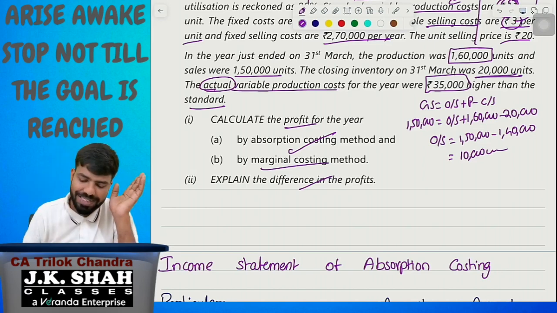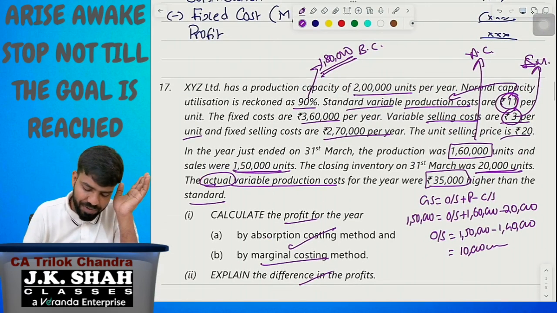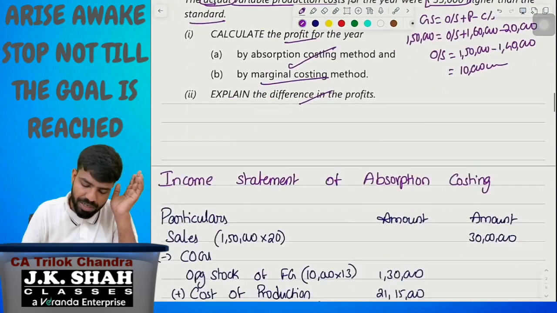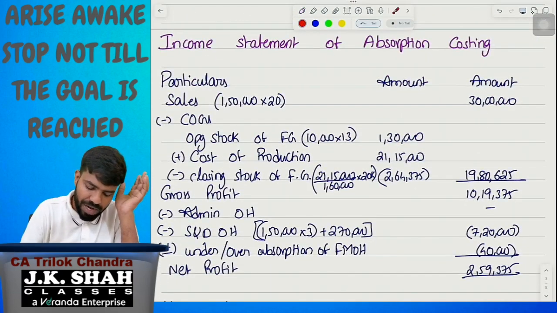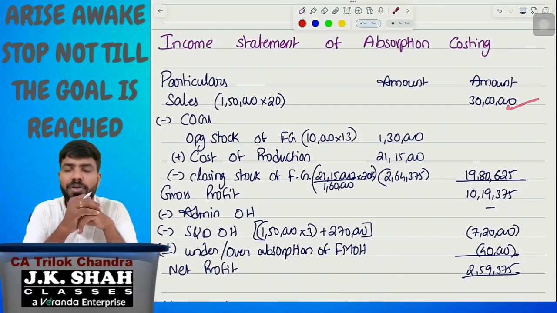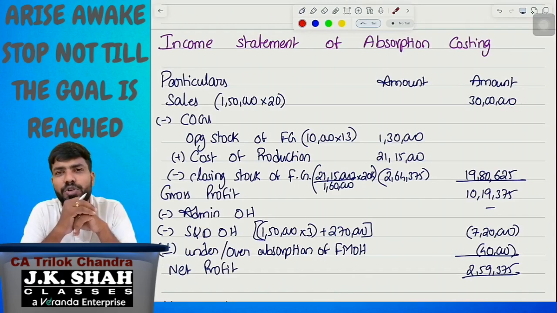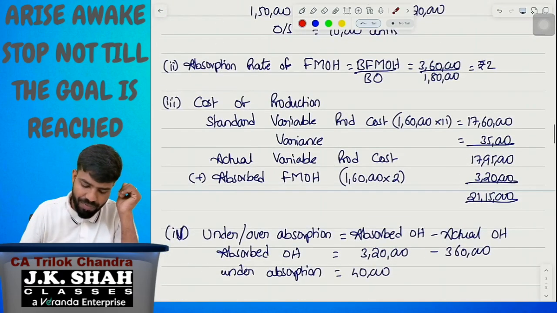Okay, now look at here. Sales is how many units sold? 1,50,000 units sold at the rate of 20. So 1,50,000 into 20, 30 lakhs. Look at here. 1,50,000 into 20, 30 lakh rupees. Okay. When it comes to opening stock, listen to me carefully. Just now I have given you the working also. Look at here.